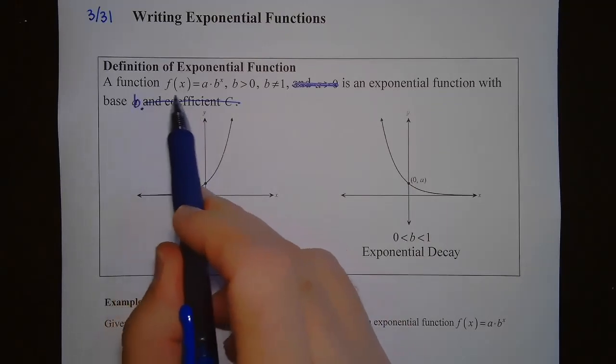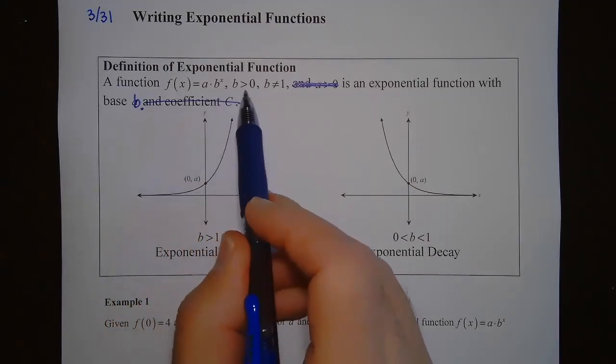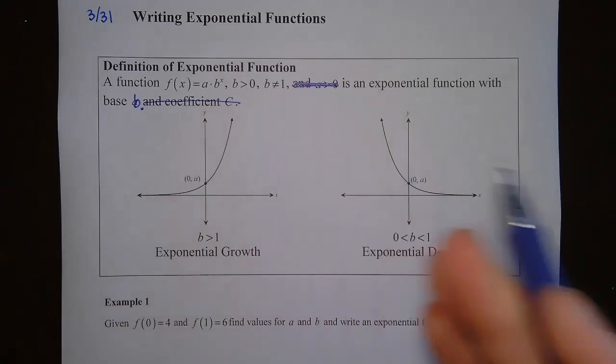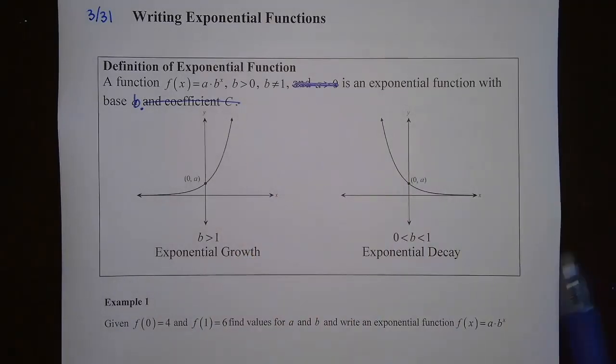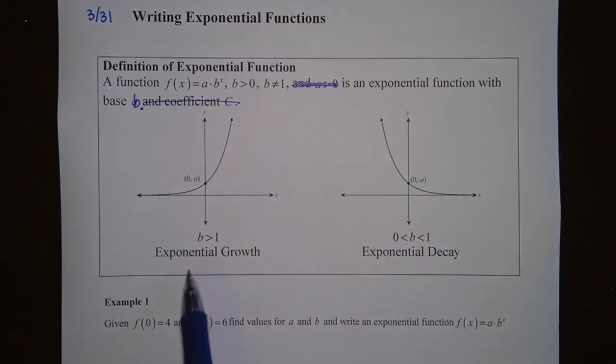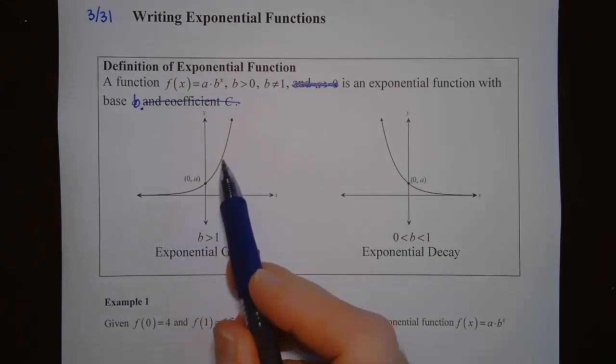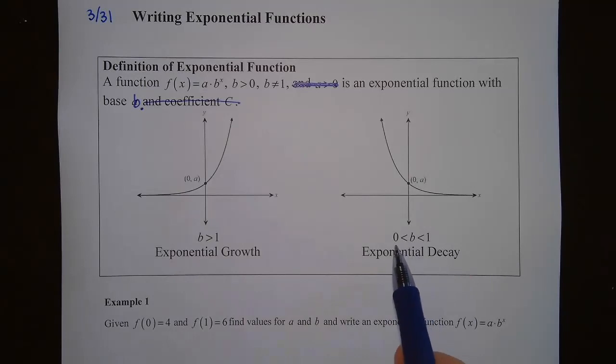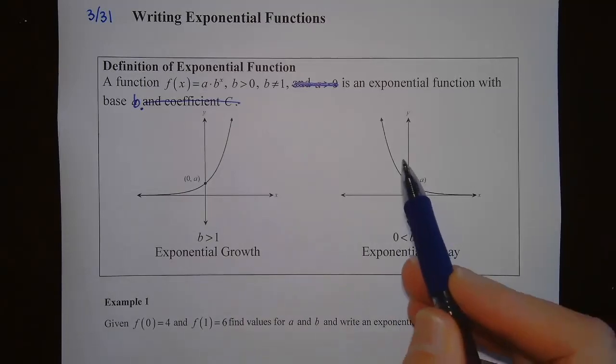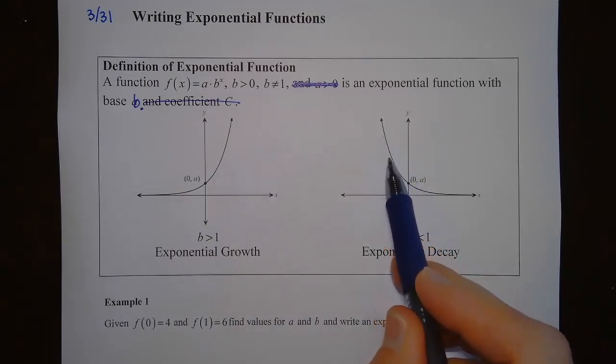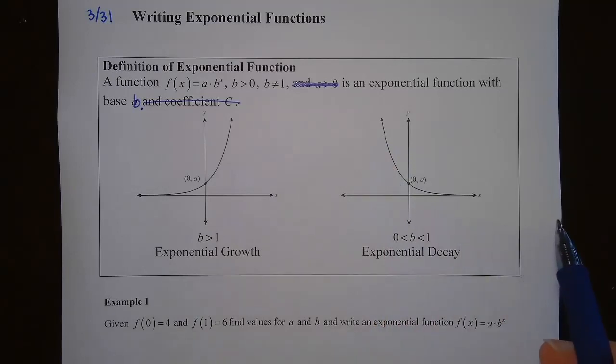So a function f of x equals a times b to the x. B has to be greater than 0. B can't be 1. That's an exponential function. If b is greater than 1, then what we have is called exponential growth, and it's growing. If b is between 0 and 1, then what happens is the function decreases, and it's called exponential decay.